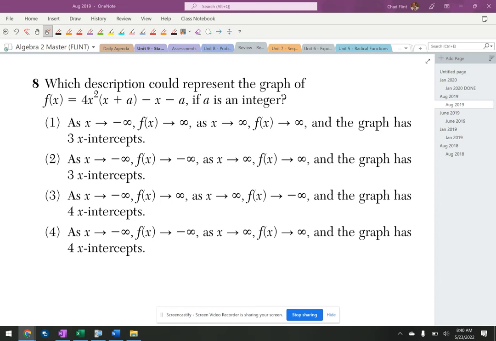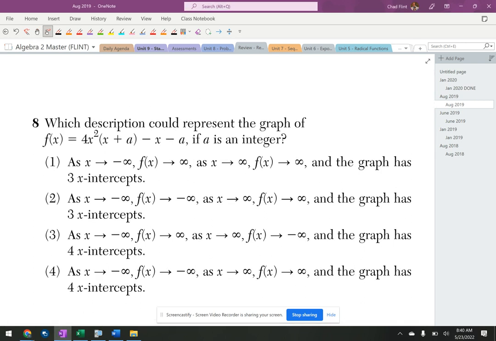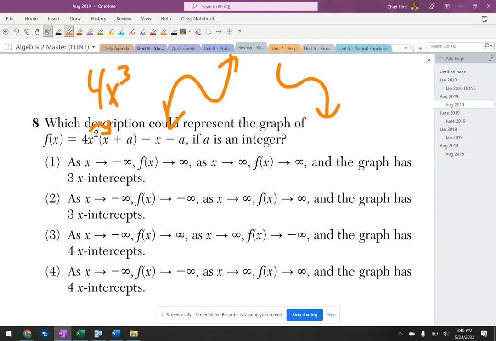All right, so this one here is asking me basically a general question about what could happen to this graph. All right, and we have to think about what would happen. So it's a really goofy looking thing, and it's kind of a stupid thing to do, but I could very easily just pick a number for A and put that in there. But what's going to happen is we're going to get 4x to the third here. All right, so that's either going to look like that or like that.